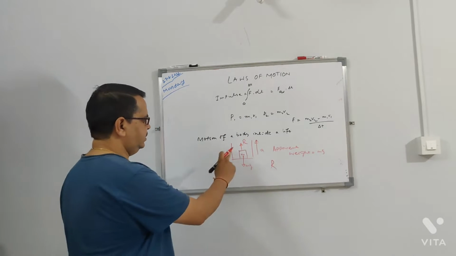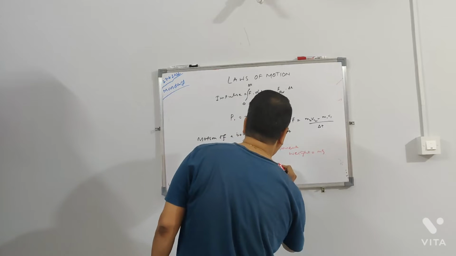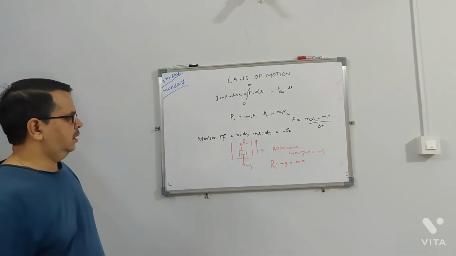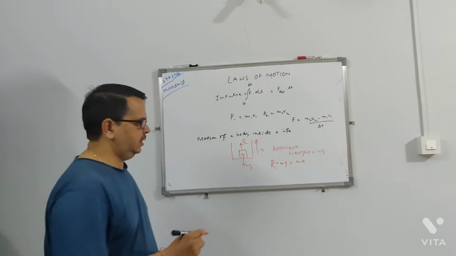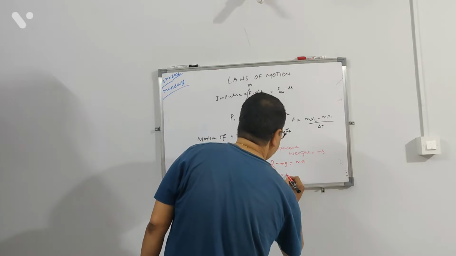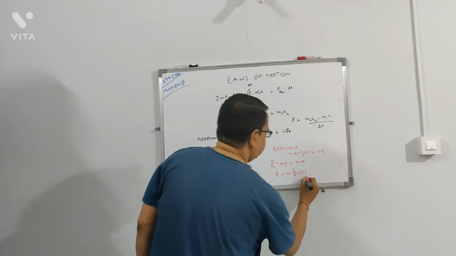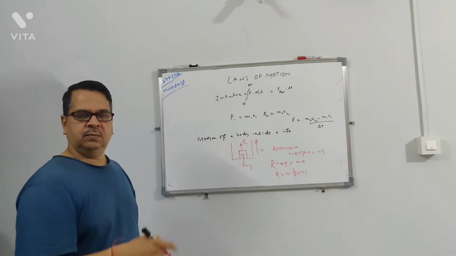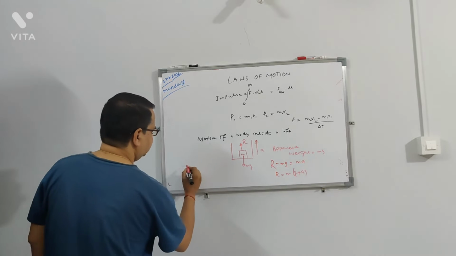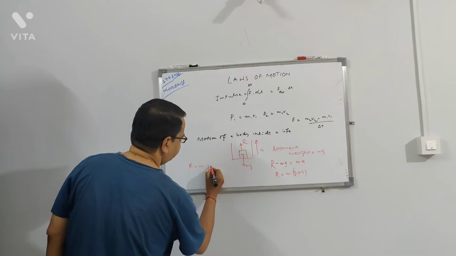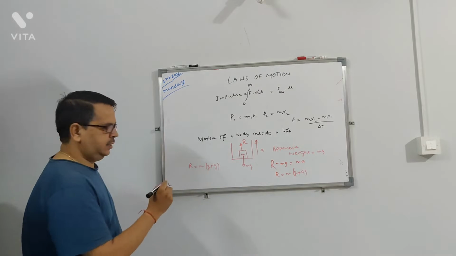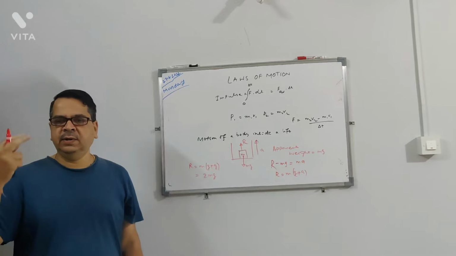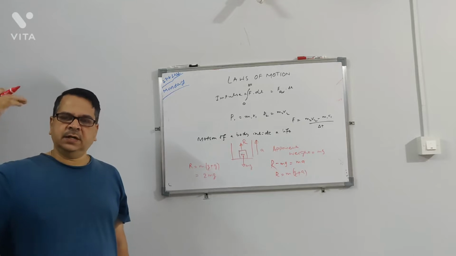So for this system, you can write R minus mg is equal to ma, because this is moving at an acceleration a. So R is equal to m into g plus a. Suppose you are moving upward at an acceleration g. That means R will become m into g plus g, so it will become 2mg. So you will feel heavy when you are moving at an upward acceleration a.